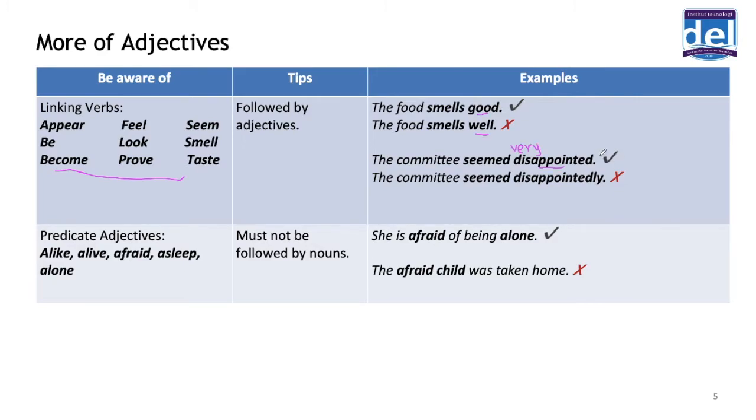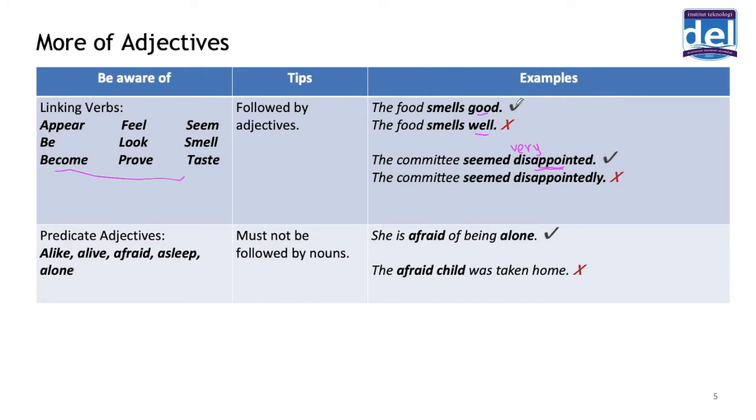What about this example? The committee seemed very disappointed. Is it possible? Very is an adverb. Yes, it is possible because at the end of the sentence, we still have an adjective. You may say the committee seemed very disappointed. You also may say the committee seemed disappointed, but you don't say the committee seemed very. No, there must be an adjective at the back, okay?